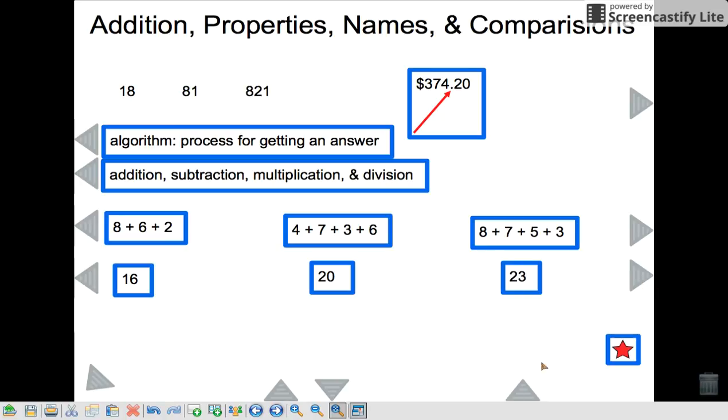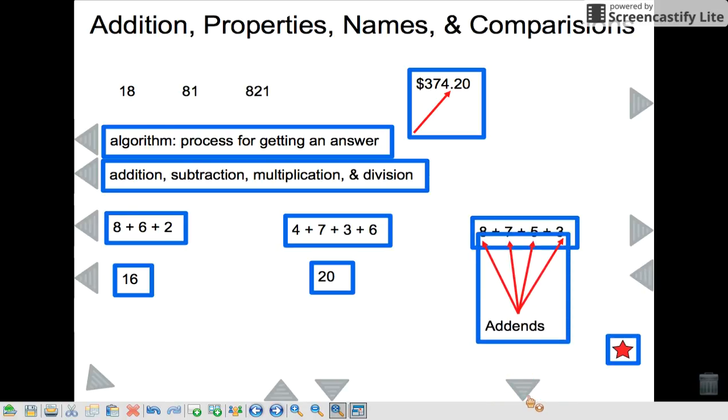Now, we talked about how the numbers we add together on the left-hand side of the equal sign are the addends. Our answer is called the sum. Please write that in your notes.